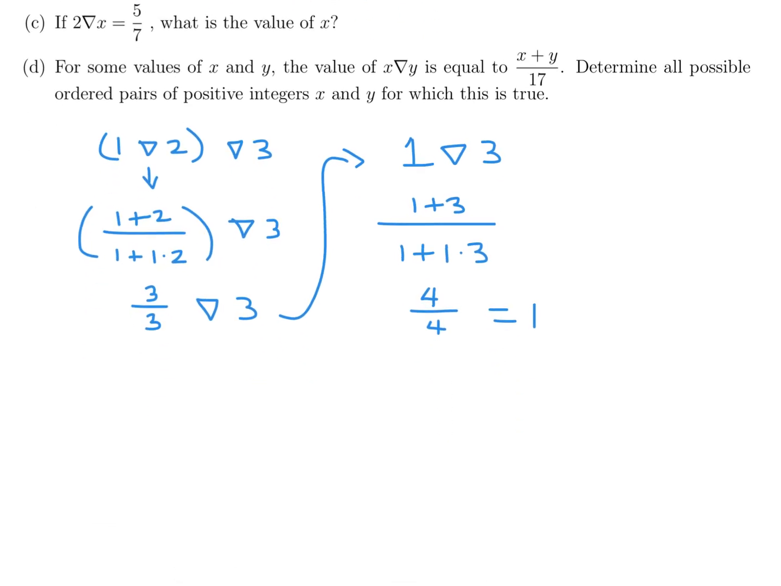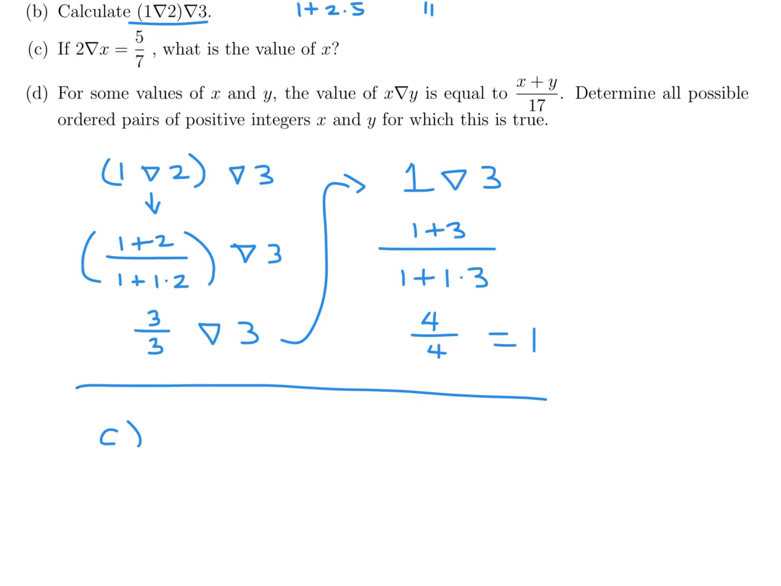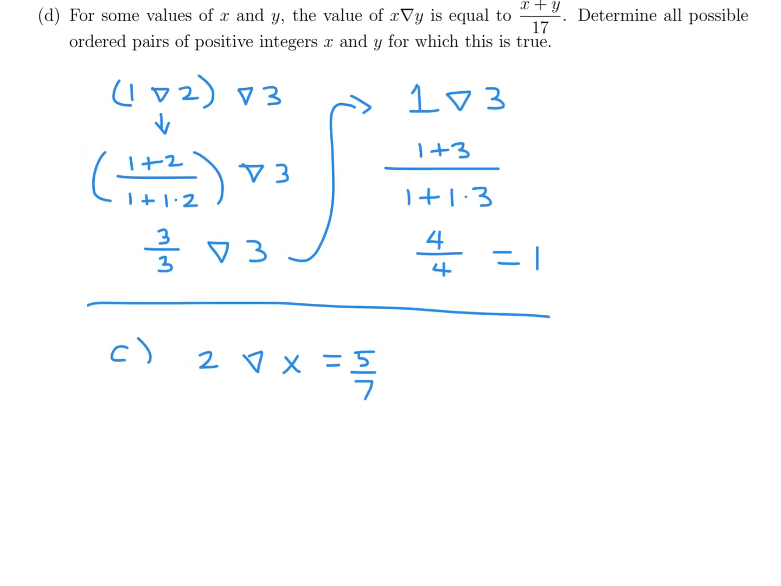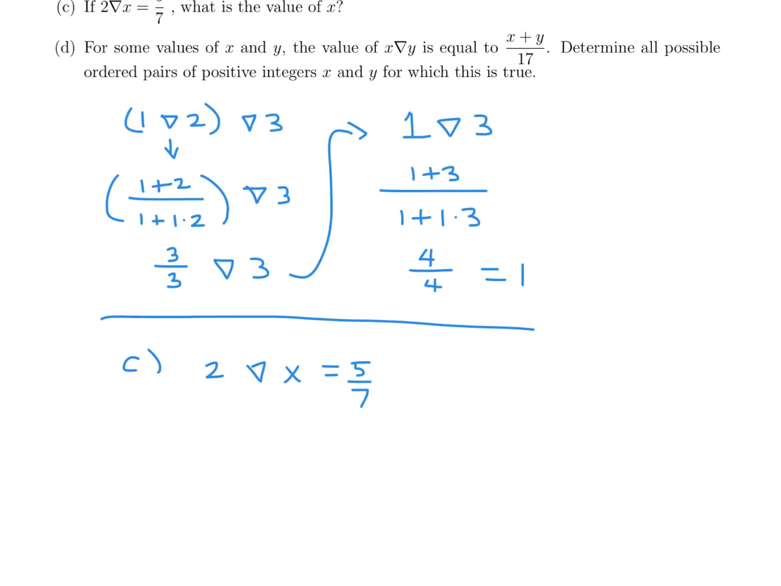All right, so in part C now, if 2 symbol x is equal to 5 over 7, what is the value of x? Okay. So we have 2 symbol x is 5 over 7. All right. Okay, shouldn't be so hard here. Let's use the definition. So it's basically 2 plus x over 1 plus 2 times x, and that's 5 over 7. So I guess we just have to solve that.